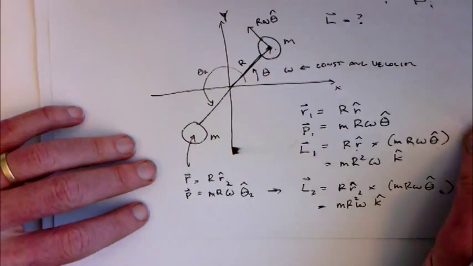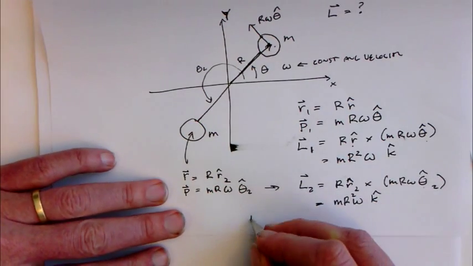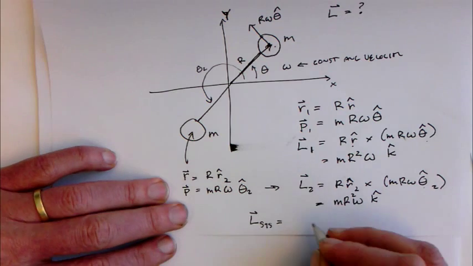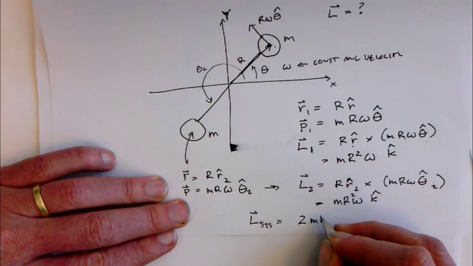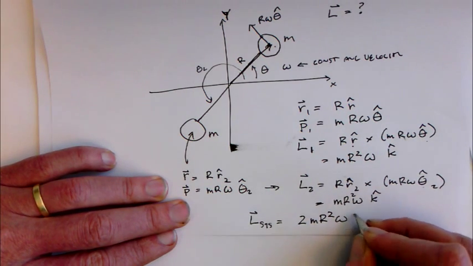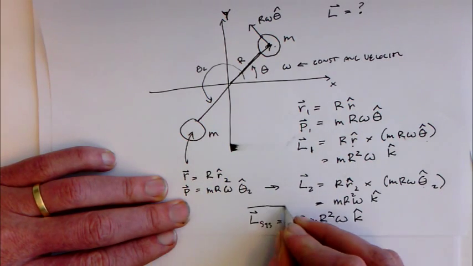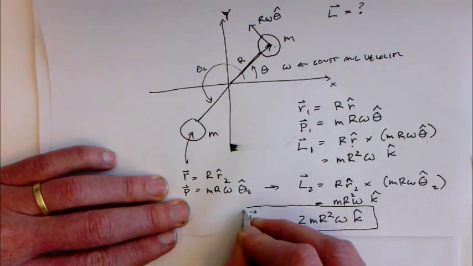So the angular momentum of this system will be 2 times m times r squared times omega in the k hat direction. Okay?